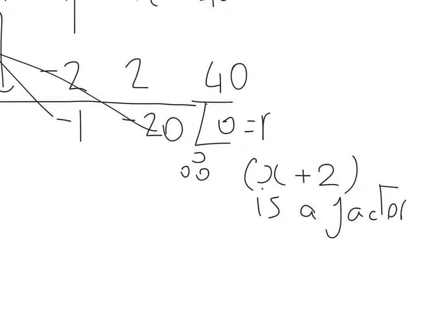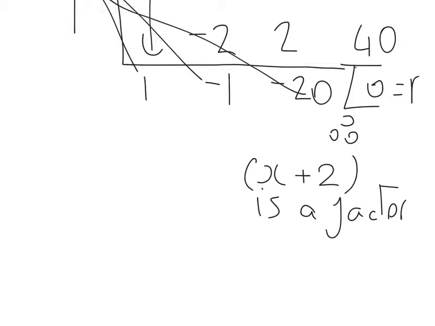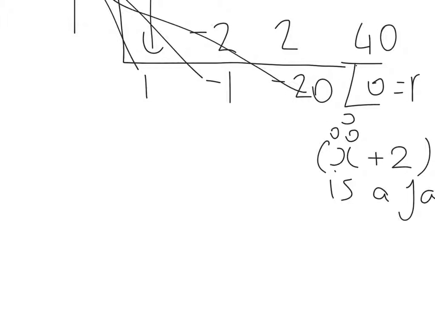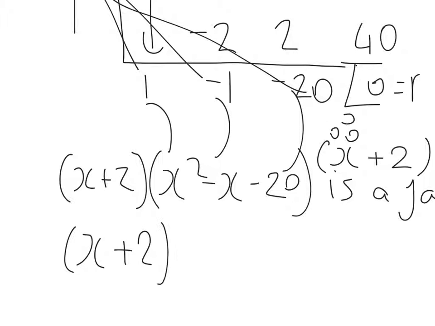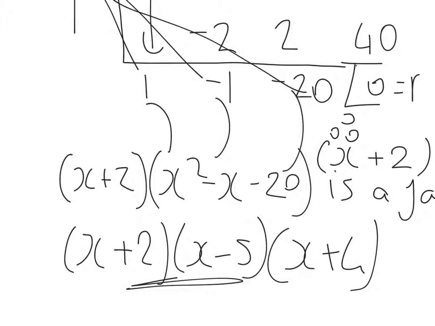Okay, we're now going to go further on with the question and factorise fully. So we know that that's a bracket, and this is going to be x squared minus x minus 20. Two numbers that multiply together to give minus 20 and add together to give minus 1. That's going to be minus 5 and plus 4, so that will be x plus 2 bracket x minus 5 bracket x plus 4, and that's that polynomial fully factorised.